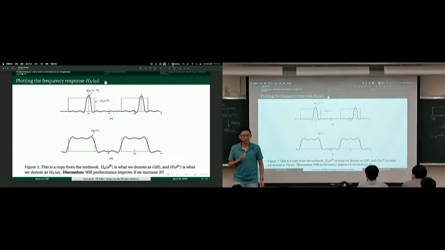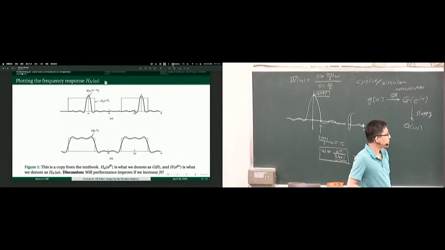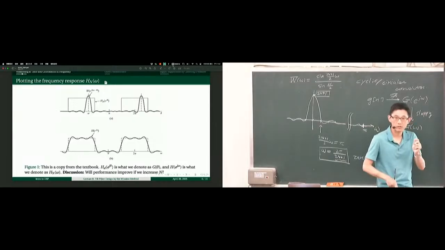Yes and no. That's my answer. Yes, because from the basic Fourier transform property, to increase in time means to narrow in frequency. So really, the transition width will become narrower. That's for sure. When we increase n, that design can have better performance in terms of the transition width. Okay, so that's the yes part.